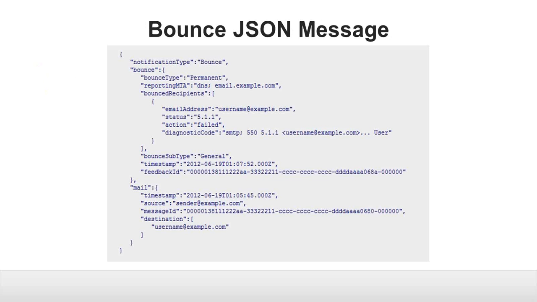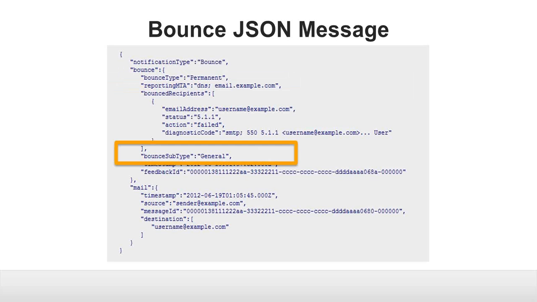Now let's take a look at the JSON messages. This is a sample bounce JSON message. The notification type attribute indicates if this is a bounce or complaint notification. Bounce type indicates if this is a permanent or transient bounce. We will talk about the possible bounce types in the next slide.